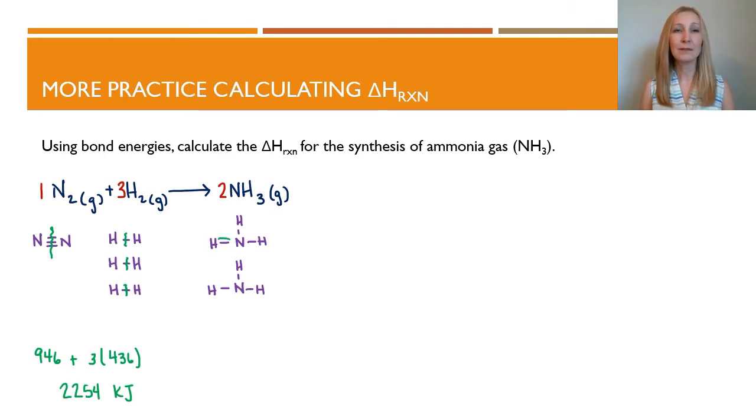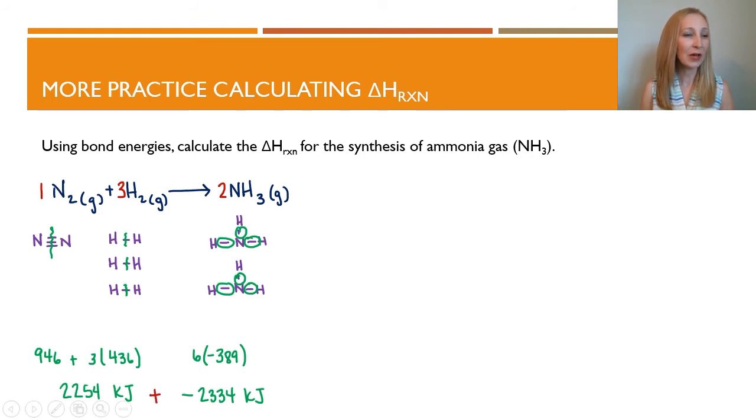Now I'm forming bonds to make the products. I'm going to be forming 6 bonds, 6 NH bonds. So this is a negative number because I'm forming bonds. So 6 times negative 389 gives me negative 2,334. All the bonds that you're forming get that negative value because it releases energy when a bond is formed. So if I add these two numbers together, I get 2,254 plus a negative 2,334.